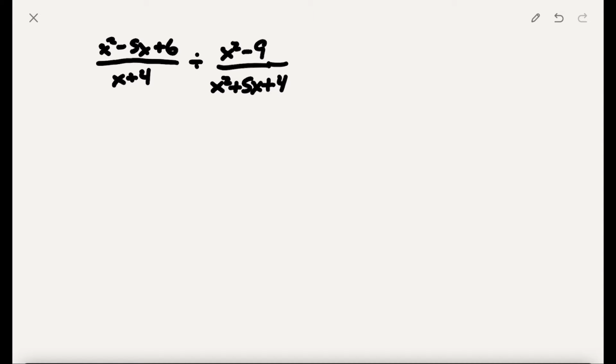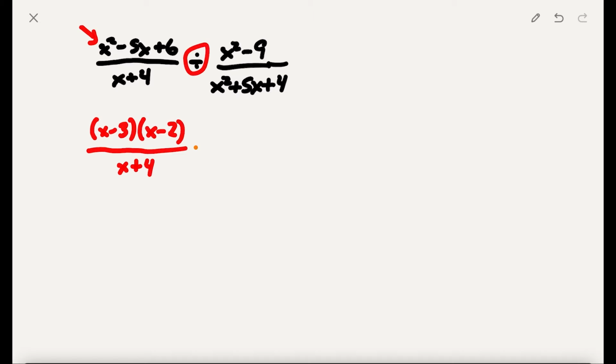All right, so the first thing I'm going to do is factor everything as much as possible. So I'm going to start with this numerator of the rational expression on the left. It is going to factor to x minus 3 and x minus 2. And then we're going to still be dividing it by that x plus 4. Now this division sign, I'm going to change it to a multiplication and then basically flip this fraction right here. Because multiplication and division are inverses, you are allowed to do that.